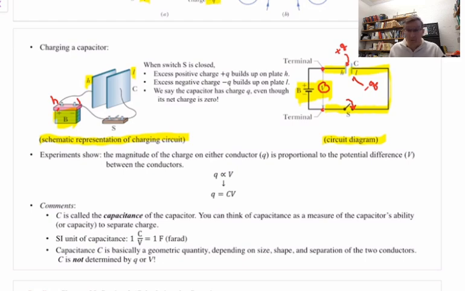Now, this was learned originally by experiments, a lot of them in the 1800s, and one of the persons doing those experiments was Michael Faraday. And so these experiments that were done, here's what they show.